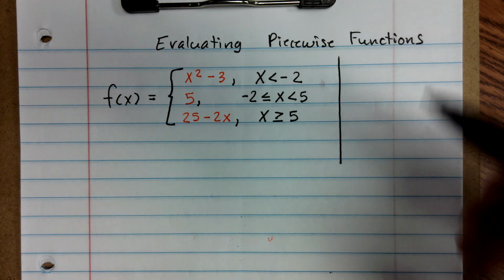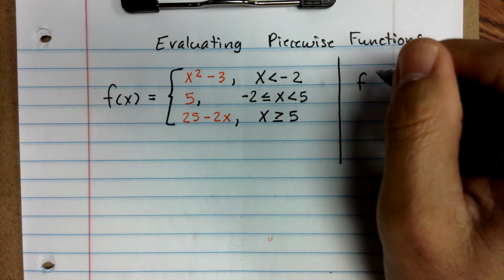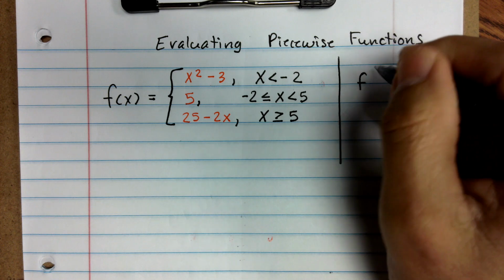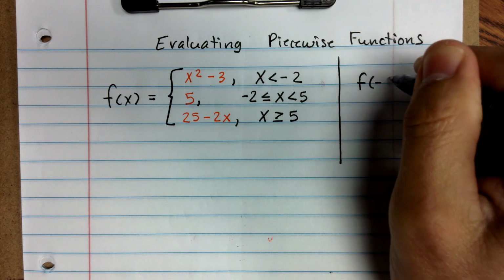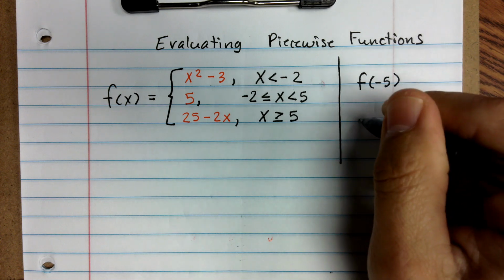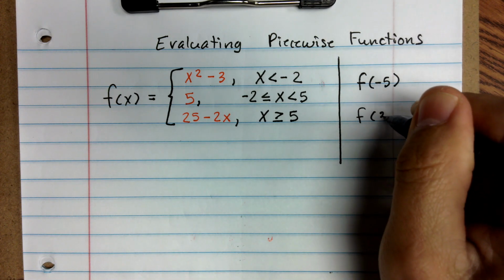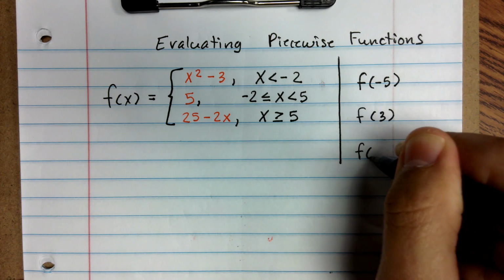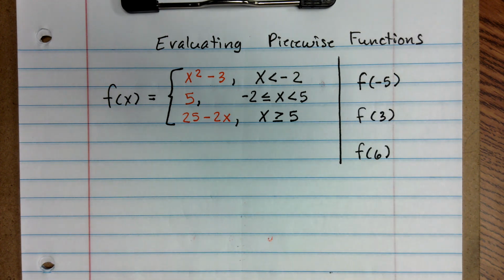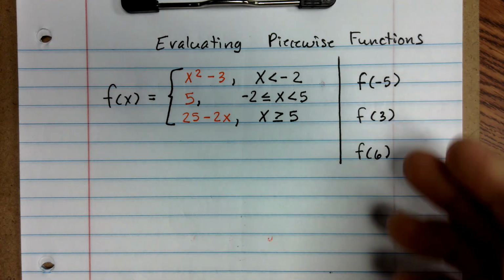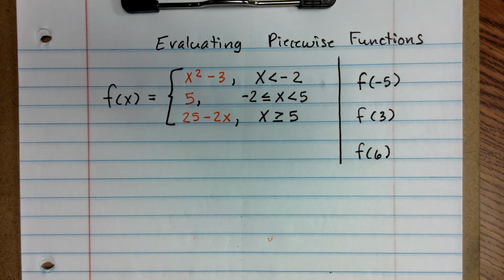So let's go ahead and set up some examples. Let's say we're going to find f of -5, and let's say we're also going to find it for f of 3, and let's say we're going to find it for f of 6. So that way we actually have 3 different scenarios in which we're going to try to evaluate this piecewise function.